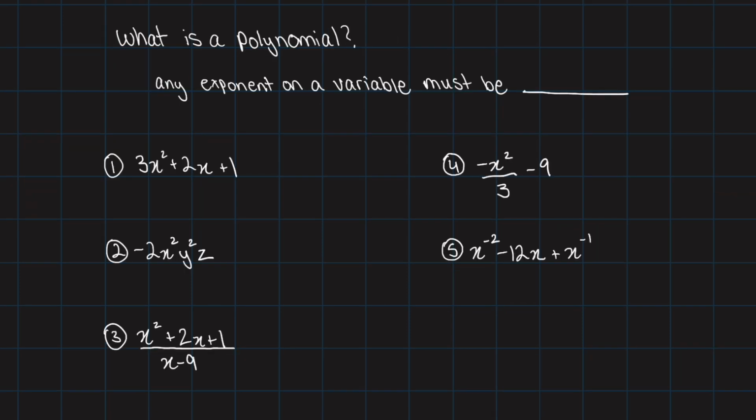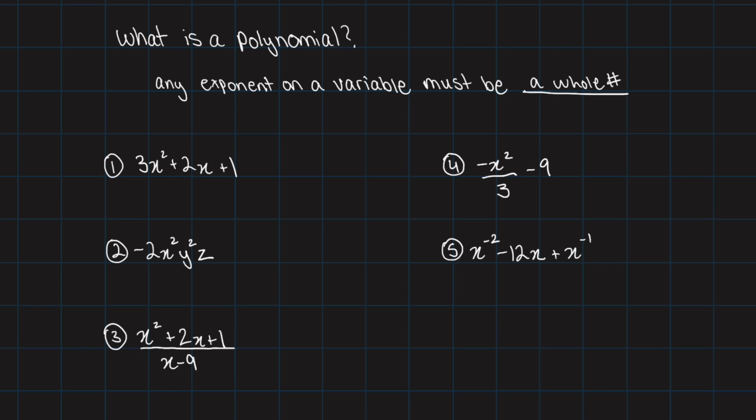Okay, so firstly, what exactly is a polynomial? We can just describe it as an algebraic expression, but it's an expression where any exponent on a variable must be a whole number. So let's just go through 5 different examples and classify them as either being polynomials or not polynomials. So the first one, 3x squared plus 2x plus 1.